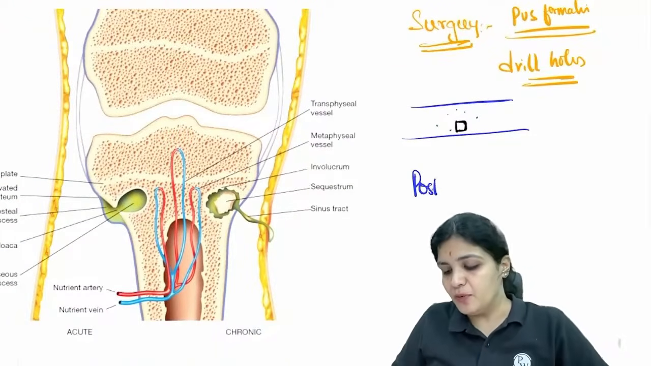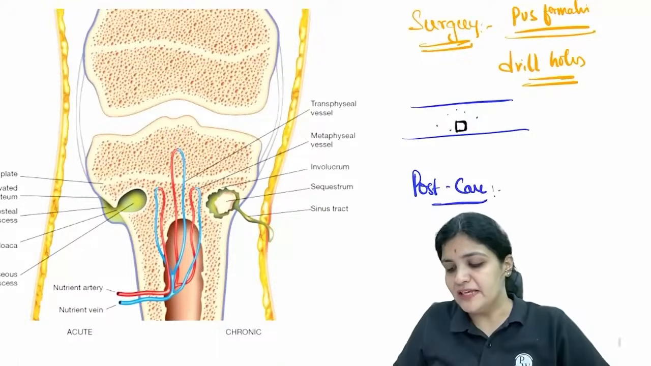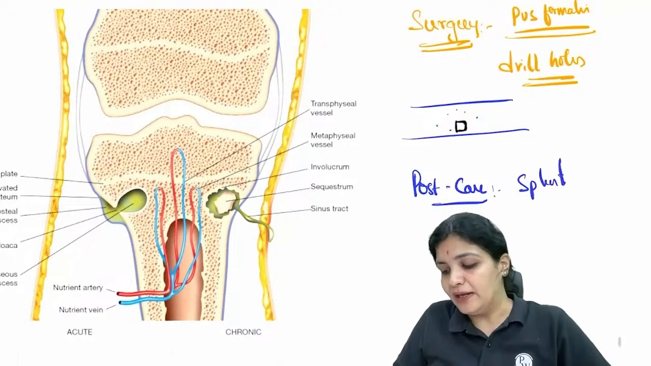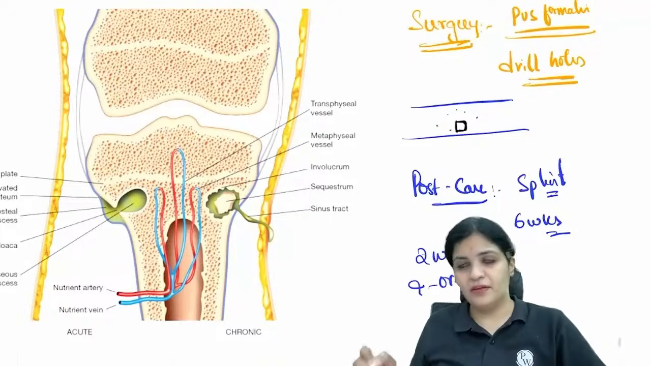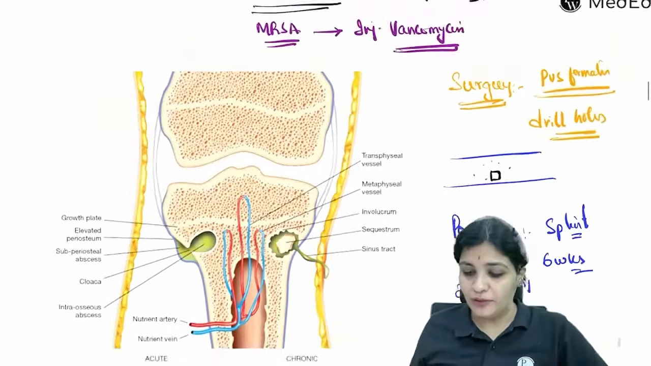And after that, for postoperative care, you always have to give splints and continue antibiotics for at least 6 weeks. So 6 weeks: 2 weeks we give the injectable form, and 4 weeks we give the oral form, right? And this is how you're going to treat this.